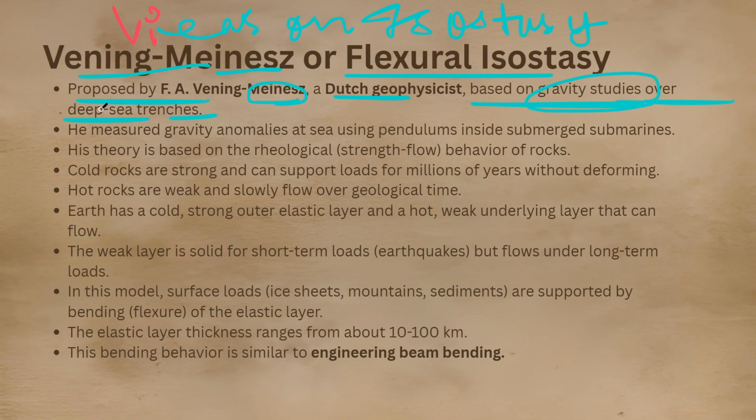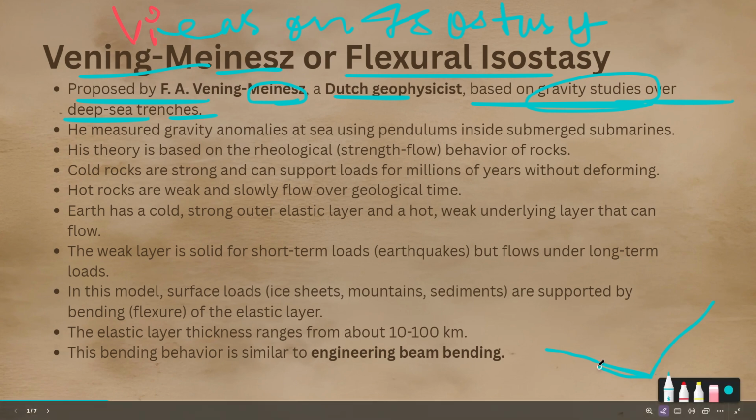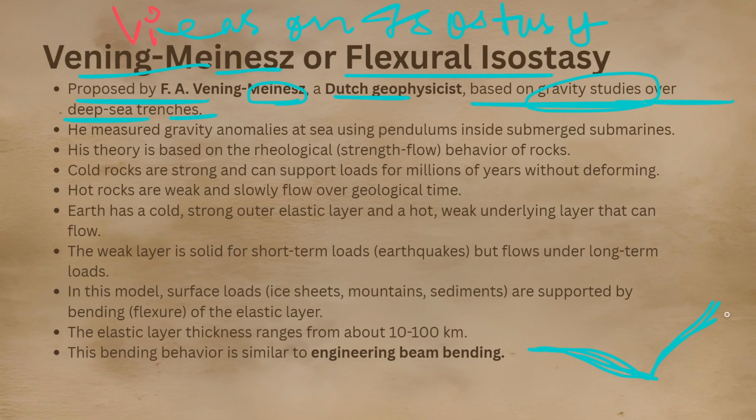So what are deep sea trenches? Basically they are the subduction zones between two converging plates, and they are deep. When the two plates meet, subduction occurs, a depression is formed there, and it's very deep. So deep sea trenches are those.